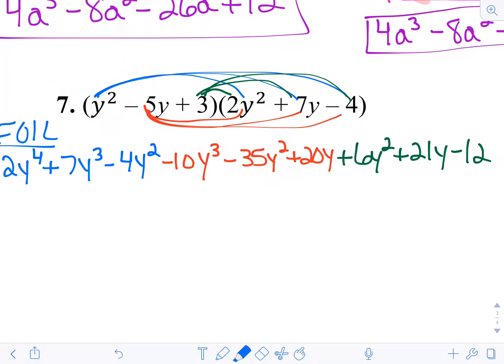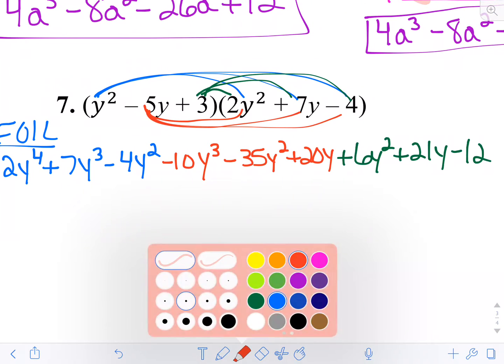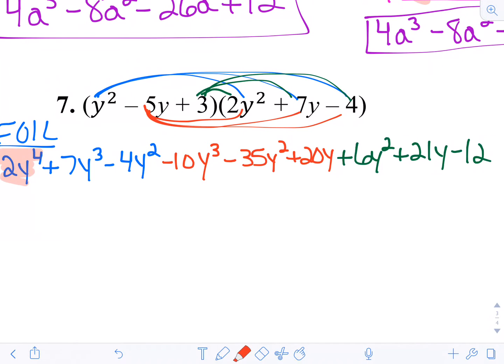So first I'm looking at these y to the fourths. Okay, so you have a y to the fourth. There's nothing else in here that has a y to the fourth, so we just have 2y to the fourth. Okay, next one that we have is a y cubed. So here's a y cubed. Here's a y cubed. No other y cubes. So 7 minus 10 is a negative 3y cubed.